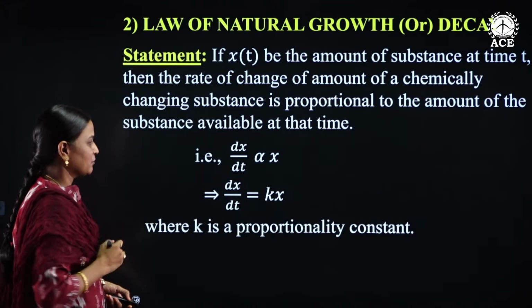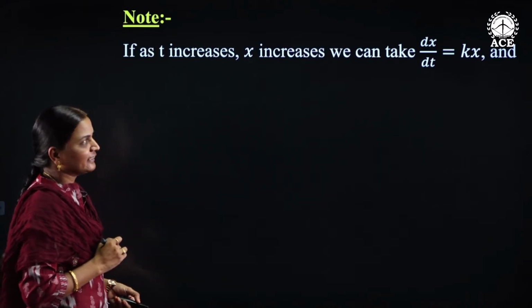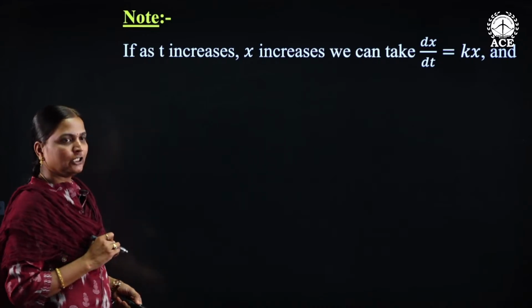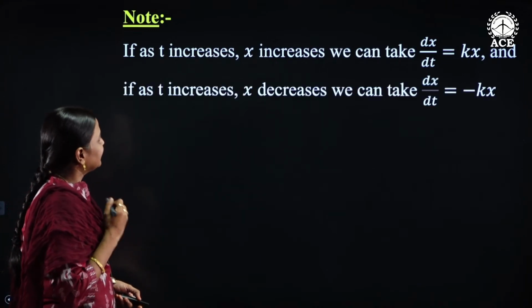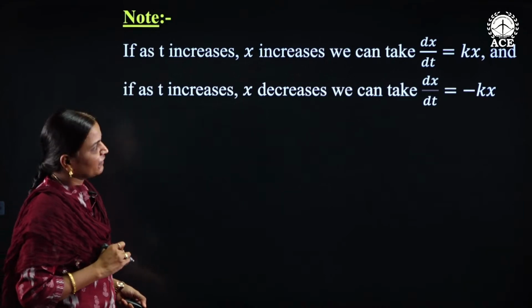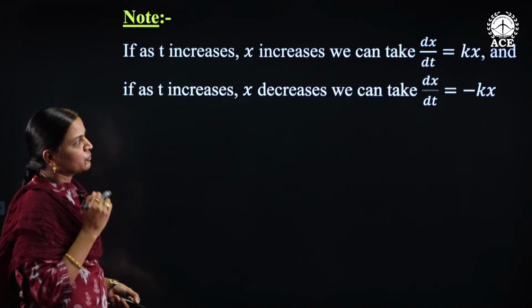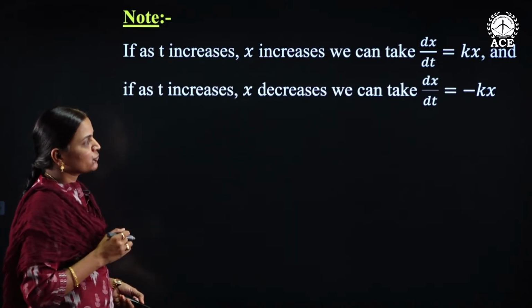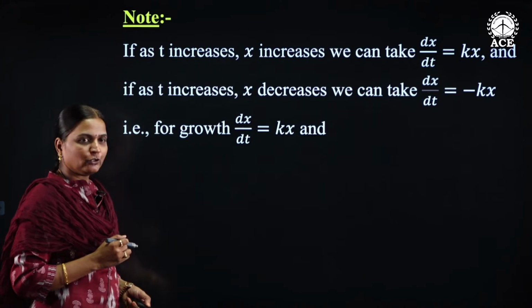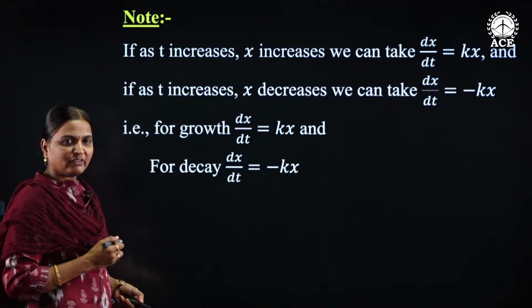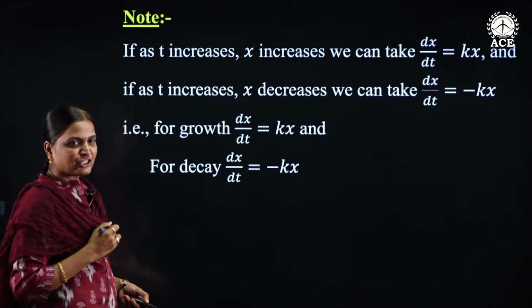Where k is a proportional constant, if as t increases, x increases, the differential equation is dx by dt is equal to kx. That means take the proportional constant as plus k. And if as t increases, x decreases, take the differential equation as dx by dt is equal to minus kx. That means for decay, take the proportional constant as minus k. Simple way: for growth, the differential equation is dx by dt is equal to kx. And for decay, dx by dt is equal to minus kx. So these two are the differential equations.